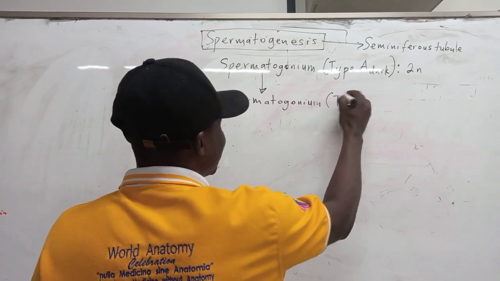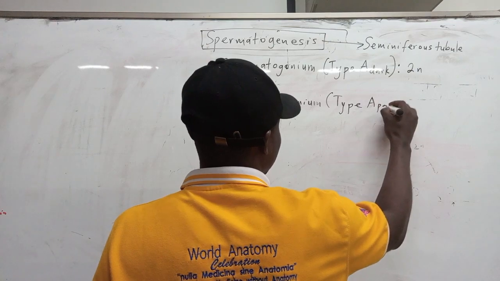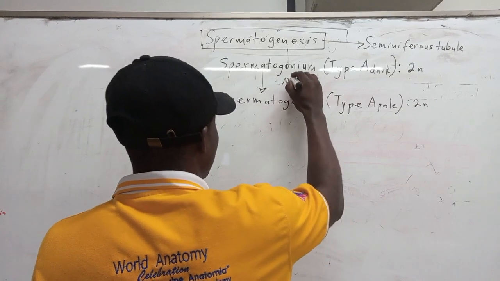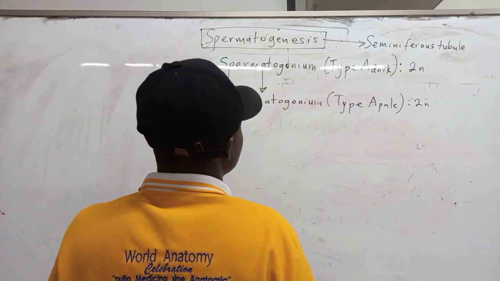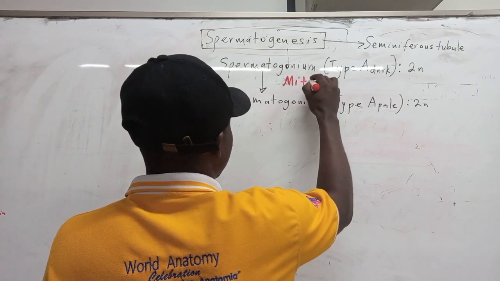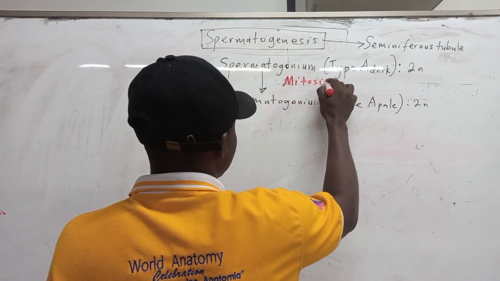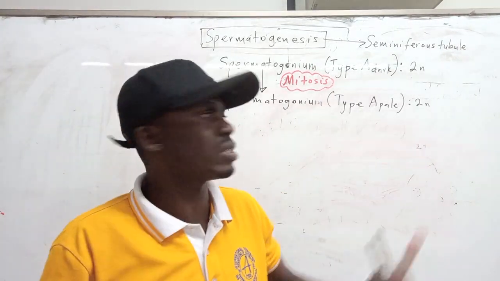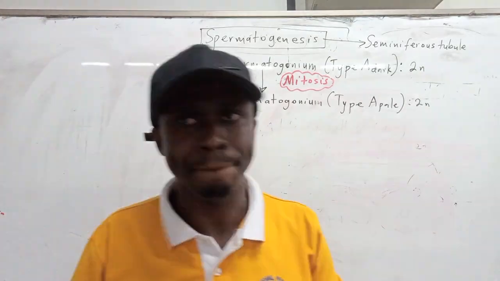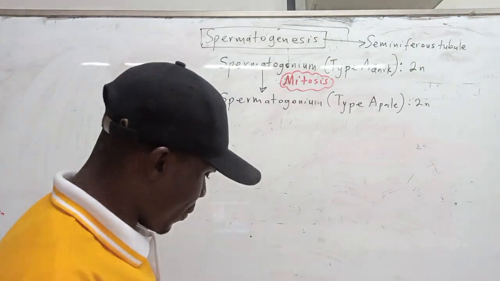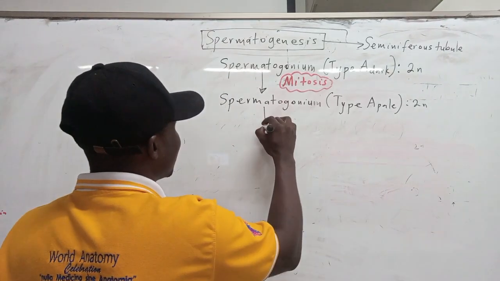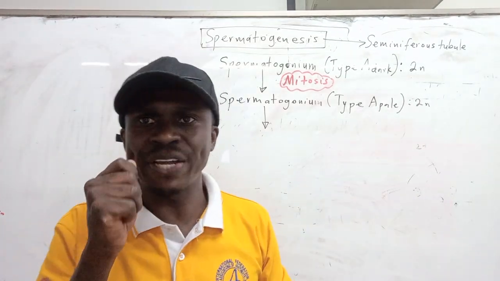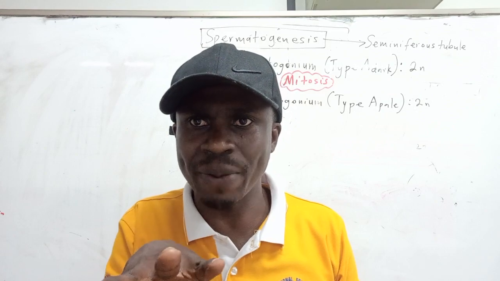But this time we are talking about type A pale, because it's a product of mitosis. Because it's a product, let me use the red to demonstrate. Because it's a product of a mitotic division, then my friends, you know that it's also going to be what? Diploid. Yes. Now, apart from that, this type A pale, when it undergoes mitosis, it will give rise to this time around type B.